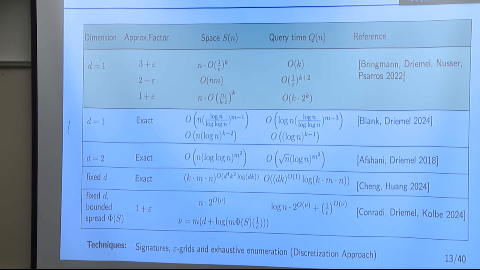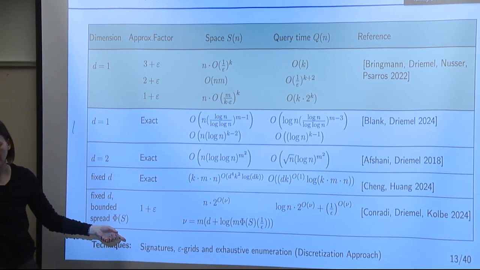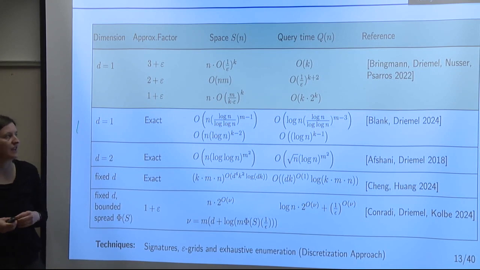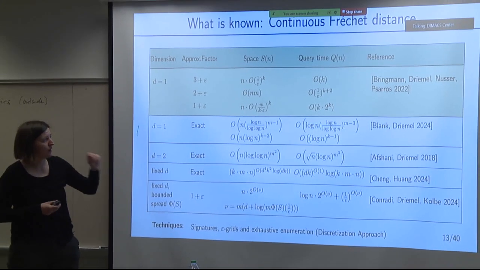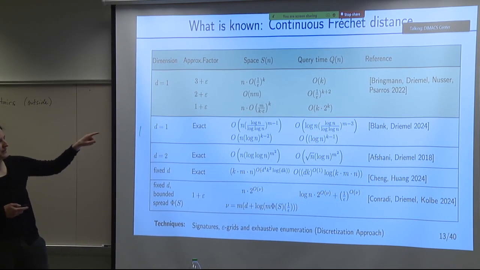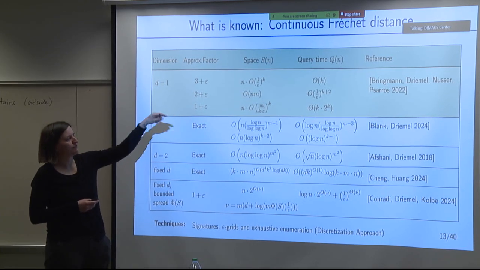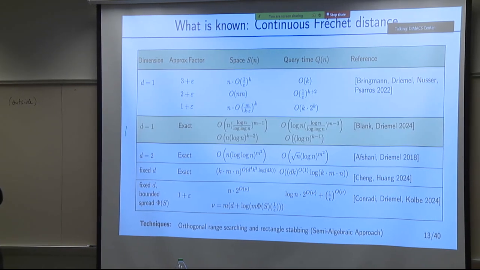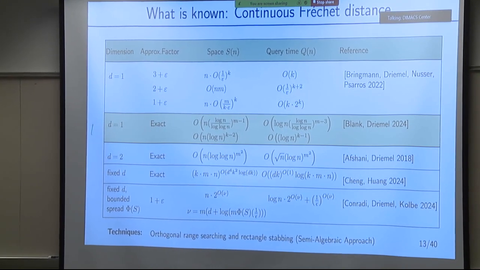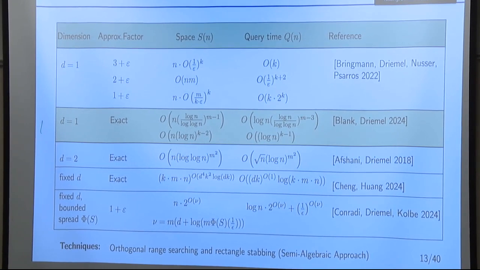The techniques used here use this discretization approach in combination with something called signatures, which is a very special type of simplification that works in 1D. I will talk about how this works in a minute. We will also see some conditional lower bounds based on OV that show that, in some sense, these bounds are tight. Then there is also, in d=1, exact range reporting. Again, you can also use it for near neighbor searching.